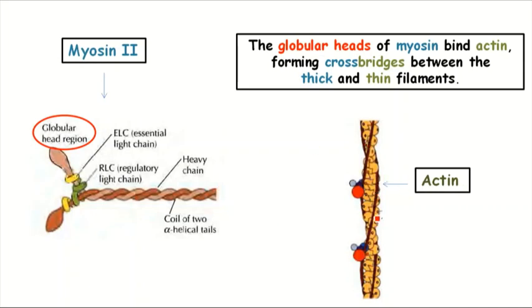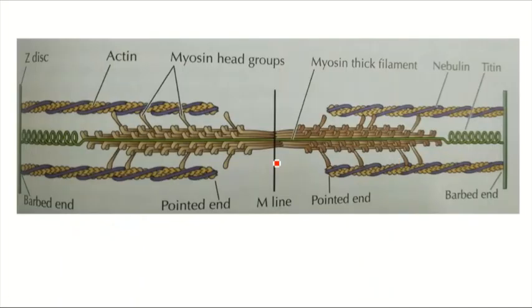This is actin, and see how the cross bridge forms. This globular head region of myosin binds actin, and this forms the cross bridge.